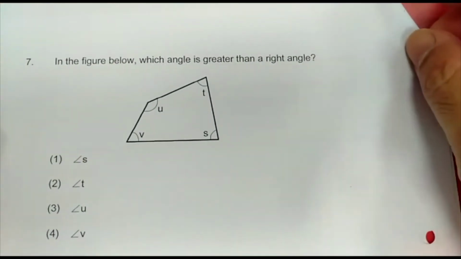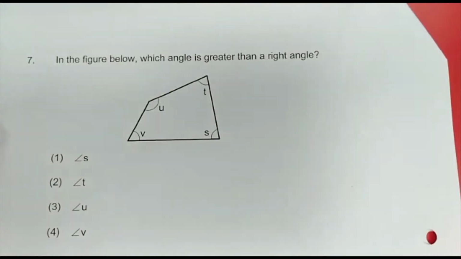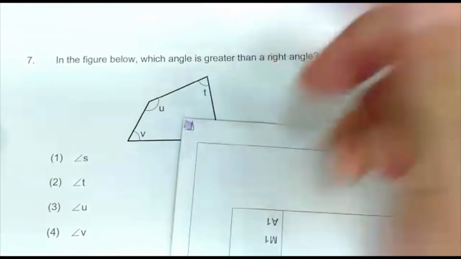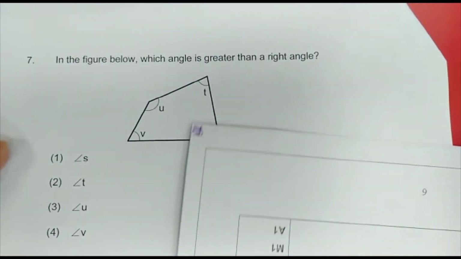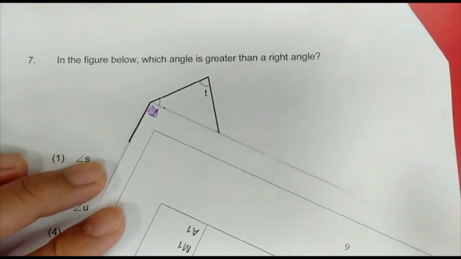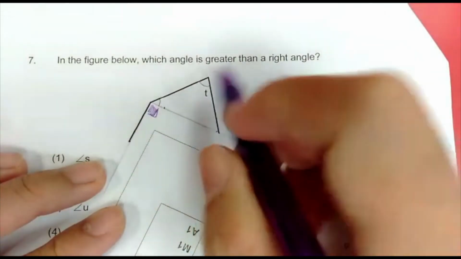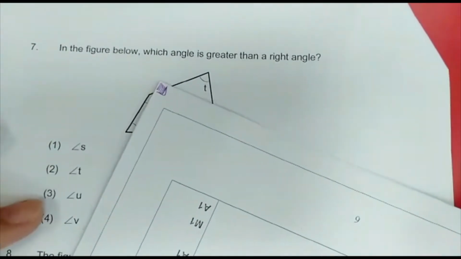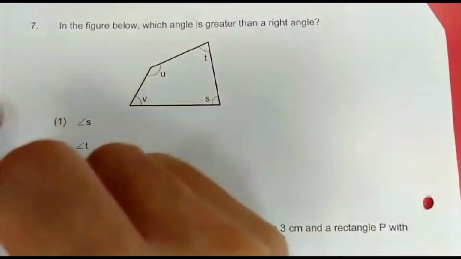In the figure below, which angle is greater than a right angle? So again, I use my paper angle. This is my right angle. Greater means it must be larger. So actually, very clearly, U is larger. See, this angle is so much bigger than the right angle. So its answer is number 3.